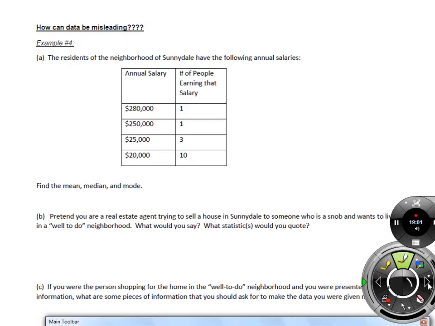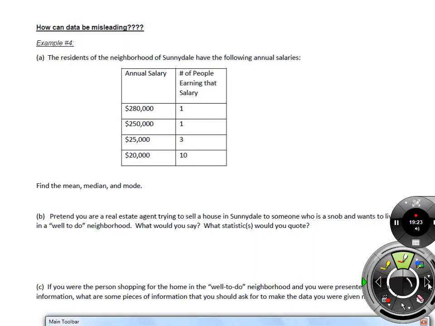You have 10 20,000s in your data. You have 3 25,000s in your data. You have 1 250,000 and 1 280,000. Okay, so when you add those up, you're not adding 20,000 once. You're adding it 10 times into the data, right? And once you add them all up, you're dividing by 15 because there are 15 pieces of data here, okay?